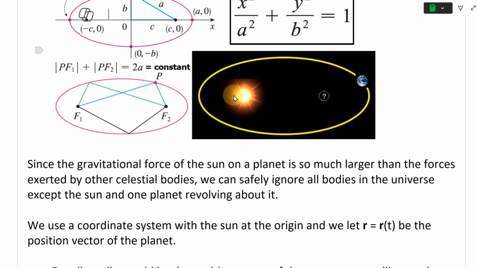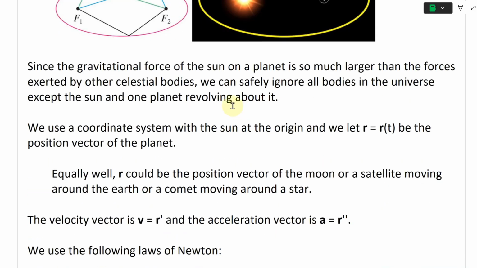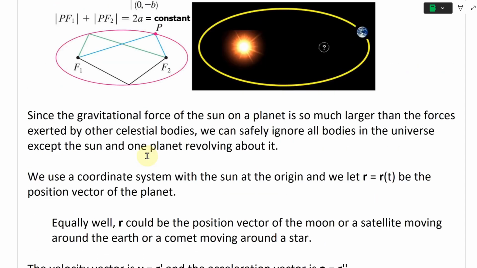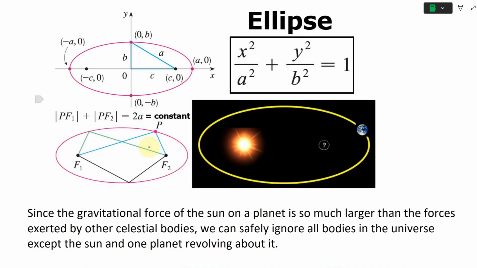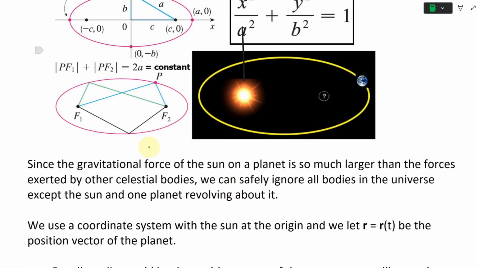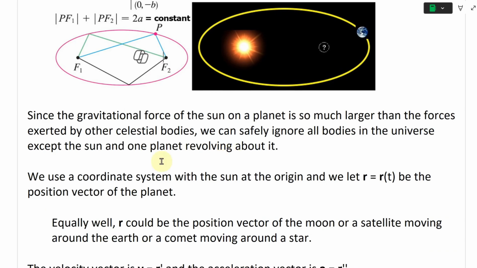All right, so basically this is much stronger than anything else, so we can ignore pretty much most things. In this case, we're going to ignore everything. We use a coordinate system with the sun at the origin, and we let the vector r equal r of t be the position vector of the planet. If you make the sun the origin, this would be the setup there. But anyways, that'd be the origin.